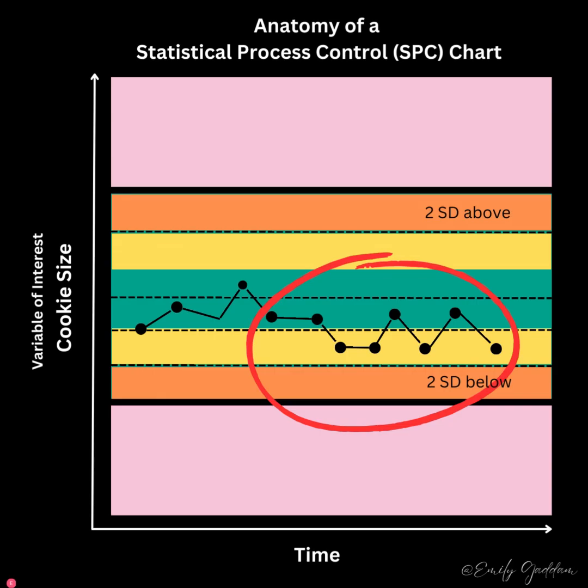8 consecutive data points on the same side of the center line is a clear indication of a systematic change in the process output. You might be wondering what could cause such a persistent shift? Well, it could be due to a variety of factors like equipment malfunction, changes in ingredients, or adjustments in the baking conditions. So, just like a batch of cookies that consistently turn out different, it's time to investigate and make the necessary adjustments to bring the process back in line.